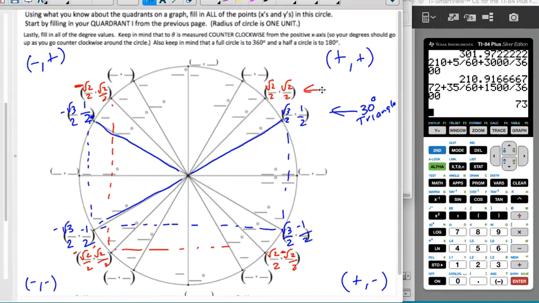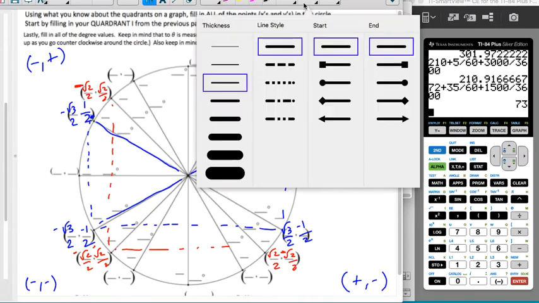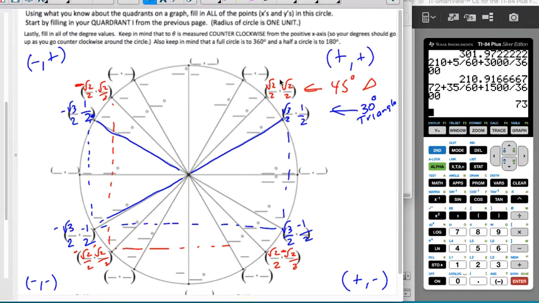So that was the 45-degree triangle, right? So 45-degree triangle. Let's switch to green. All right. So up here, I know that the 30, 60, 90 and the 60, 30, 90 are the same triangle, just flipped in opposite directions, right?